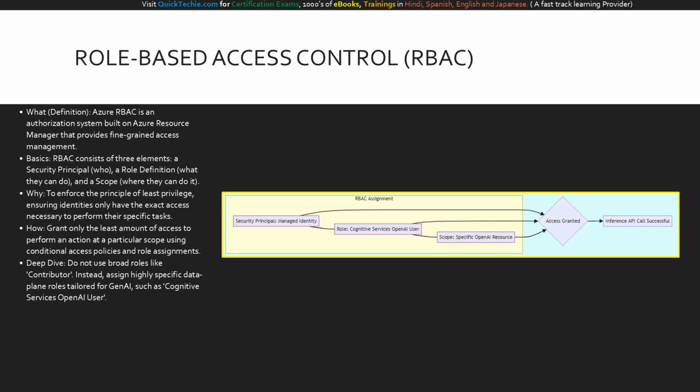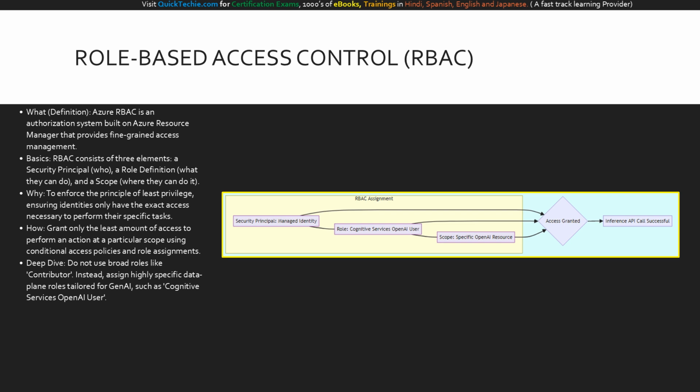With our managed identity authenticated, we must now tackle authorization using role-based access control, or RBAC. What is RBAC? It is Azure's native authorization system that provides fine-grained, policy-based access management to your resources. The basics of RBAC involve combining three elements: the security principal, which is our managed identity, the role definition, what actions are allowed, and the scope, exactly which resource the role applies to. Why do we rely on RBAC? To rigorously enforce the principle of least privilege. We want to grant only the absolute minimum access required for an action at a particular scope.